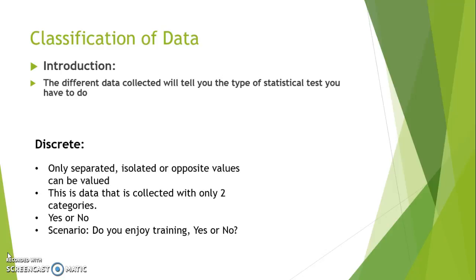So starting with the first type of classification of data, it is discrete. This would be data where you're looking for a simple yes/no answer. It's separated values, opposites. Normally you're only giving the subject two different categories to go with. So the scenario of this would be, do you enjoy training, yes or no?